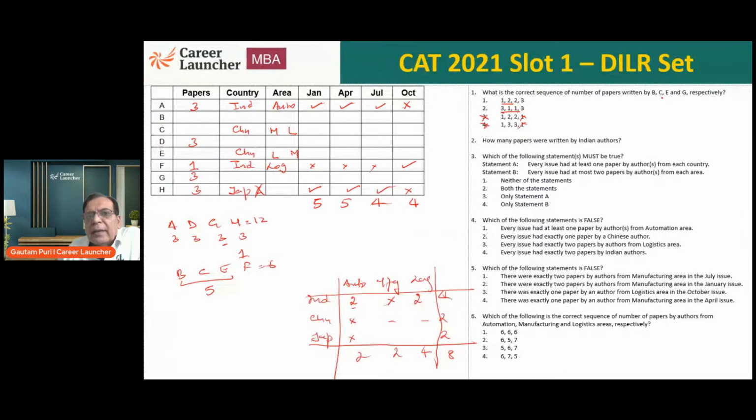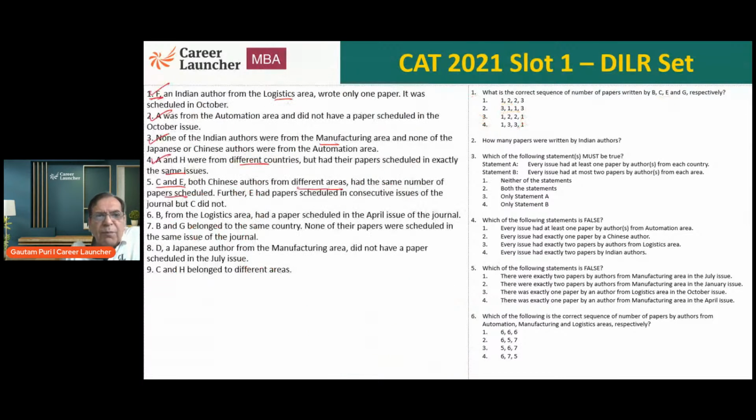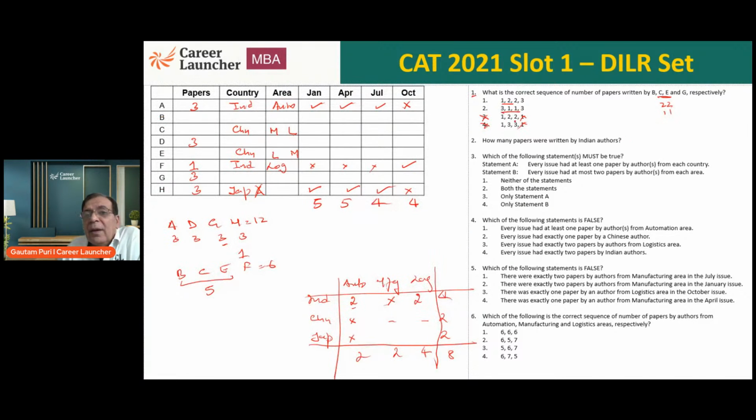If you look at question number 1, C and E can either be 2-2 or 1-1. They had the same number of papers scheduled, whatever that number is. Further, E had papers scheduled in consecutive issues. Why am I saying this? What does this mean? It means E has more than 1 paper published. E has published either 2 or 3, not 1. That means this choice is wrong. Correct answer has to be this.